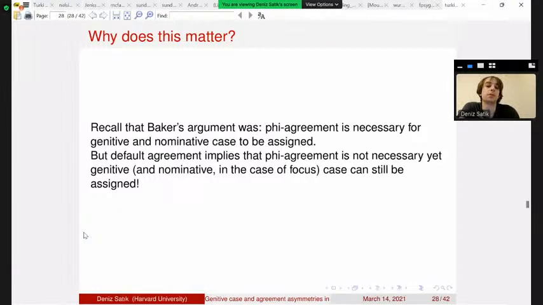And how is that possible if case is parasitic on agreement? If you assign case via agreement, how is any of this possible at all? Seems very difficult to derive, right? Okay. So that's it for this argument, and I'll be moving on to the final argument now.